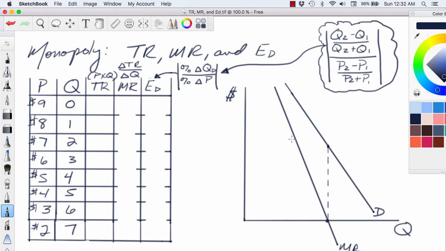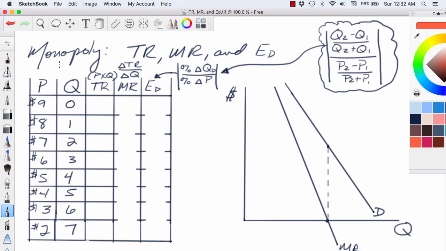In this particular video, we're going to take a look at the relationship between total revenue, marginal revenue, and the elasticity coefficient. And in understanding monopoly, it's very important that you understand these concepts because you'll understand some key ideas about how the monopolist behaves.